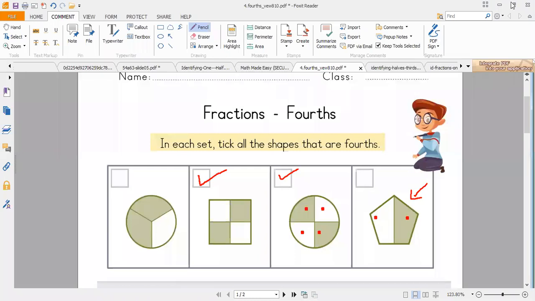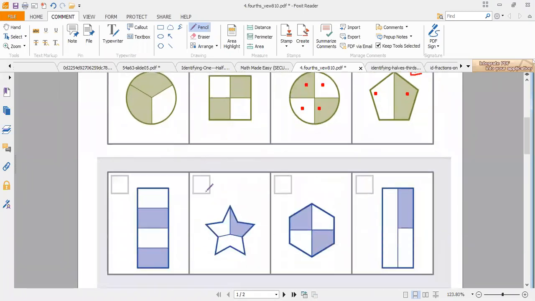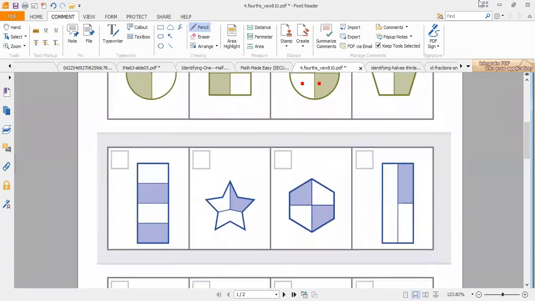Thank you Malika. You're welcome. Can you let my mic stay open? Okay, Mariam. I want you to choose the shape that has fourths. The third one. 1, 2, 3, 4. Okay, 4 equal parts. Do we have another shape? No.